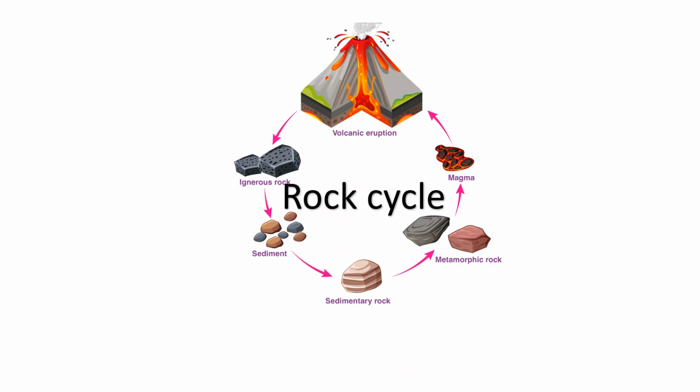This is the rock cycle where lava erupts out during volcanic eruption and it gets hardened into igneous rocks, and further time, temperature and pressure converts igneous rocks into sediment, and then sediments are further converted into sedimentary rock. Then sedimentary rock is converted into metamorphic rock, and then metamorphic rock again gets converted into magma and erupts out as lava. This cycle continues.